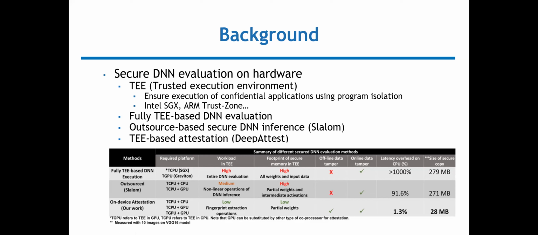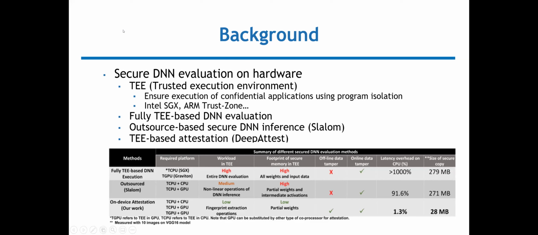The two methods, fully TEE-based and outsource-based, can guarantee result integrity and protect the weights from online data tamper. However, they are vulnerable to offline data tamper, for example, fault injection, where the attacker modifies the data stored in the untrusted memory before it is used in a secure DNN inference.